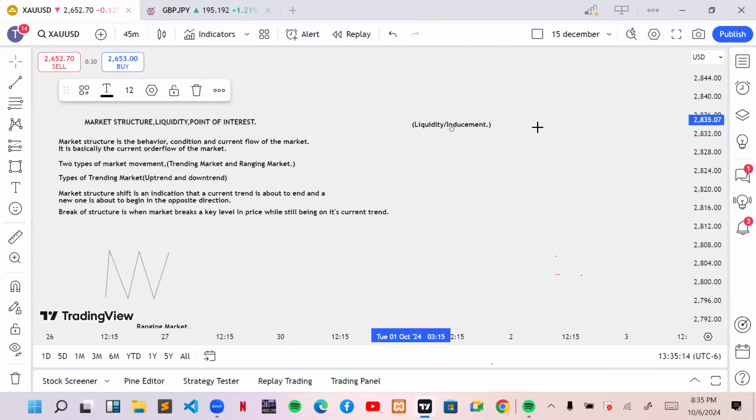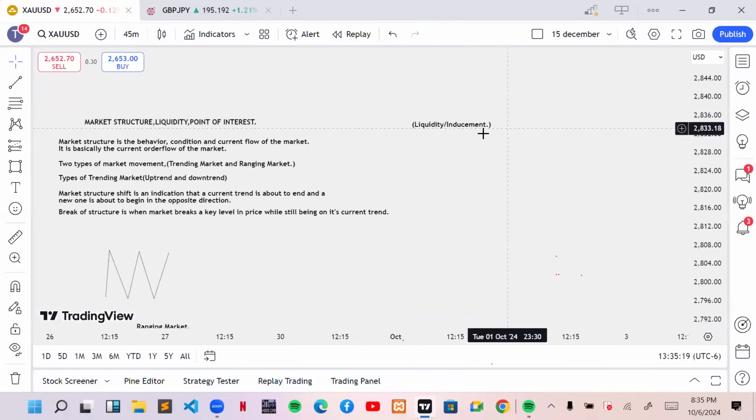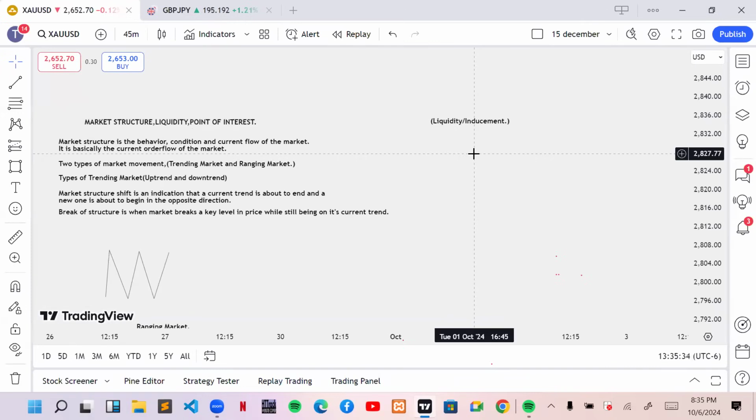Liquidity is the first valid pullback that market makes after a break of structure or a market structure shift. So now when you open up your charts and you've gotten your market structure shift or your break of structure, the next thing you should look out for is your liquidity, because that's why the strategy is lined up like that. Market structure, liquidity, point of interest.